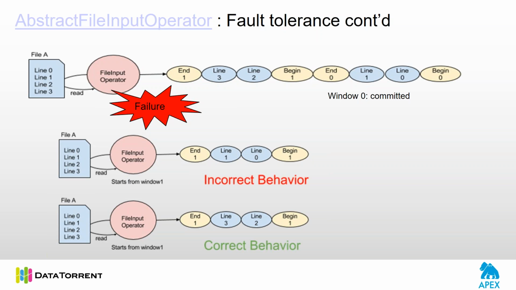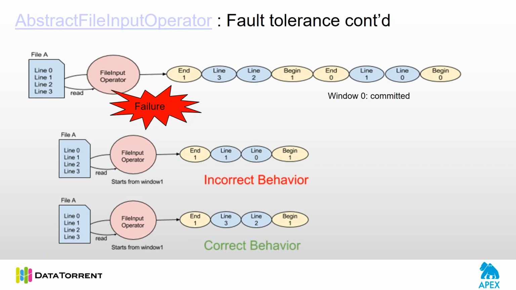What it does is it starts reading file A from the beginning and emits line 0 and line 1 in window 1. That is not the right behavior. That's the incorrect behavior. The correct behavior would be that it remembers what was the state after window 0, and it starts reading file A from line 2 and emits tuples line 2 and line 3 in window 1.